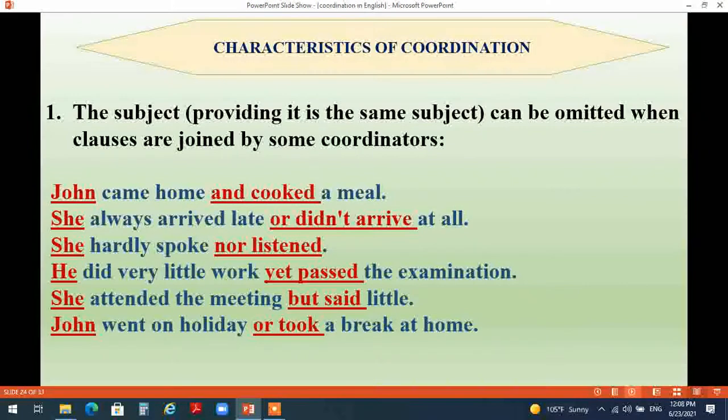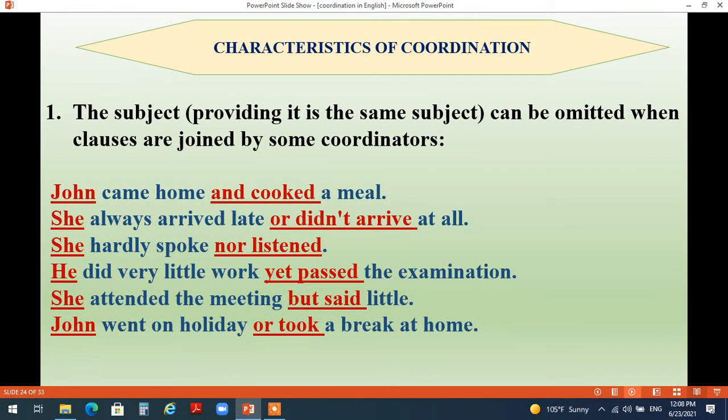She always arrived late or didn't arrive at all. She hardly spoke nor listened. He did very little work, yet passed the examination. She attended the meeting, but said little. John went on holiday or took a break at home. We notice in all these examples we omitted the subject, because it is the same subject as in the first verb phrase, so there is no need to repeat it.